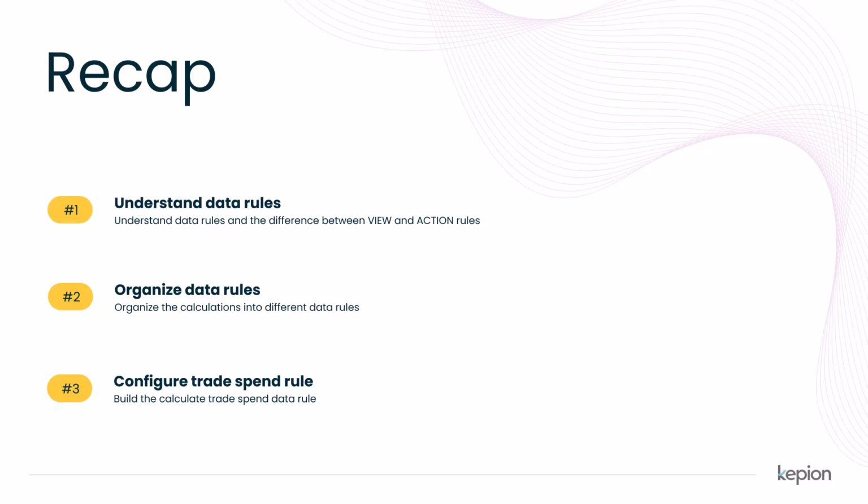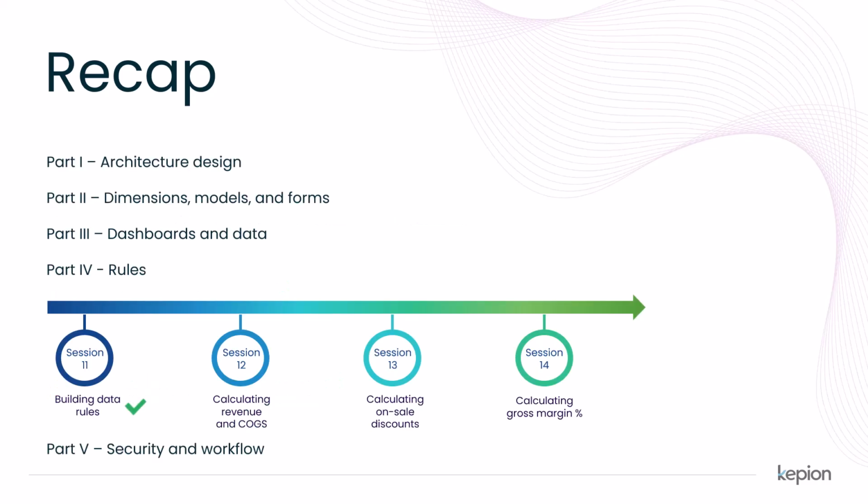In this session, we looked at the data rule editor and the difference between view rules and action rules. Then we organized the calculations into the data rules we need for the application. And lastly, we configured our calculate trade spend rule. In our next session, we'll look at designing an action rule to handle the calculations we need for our revenue and cost of goods sold.